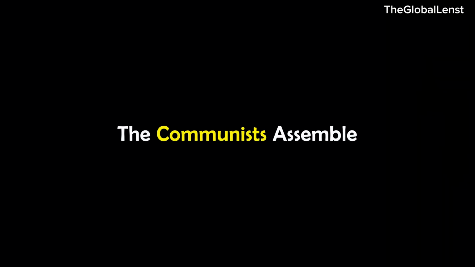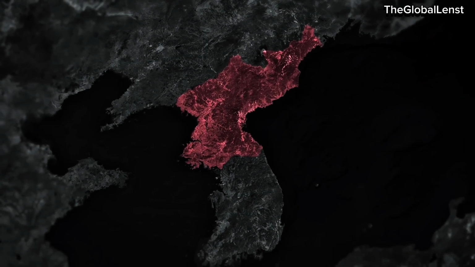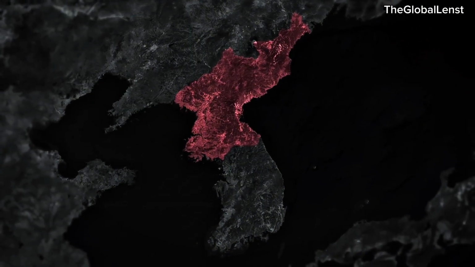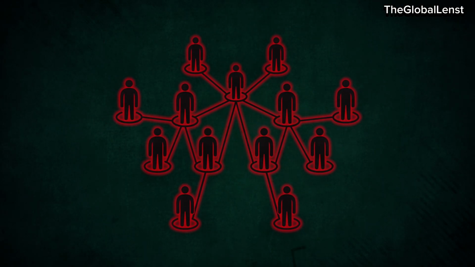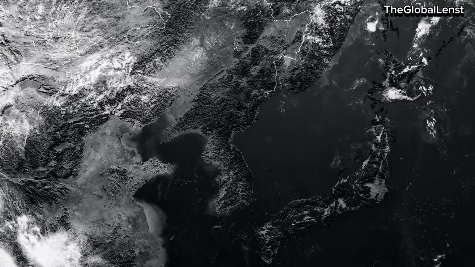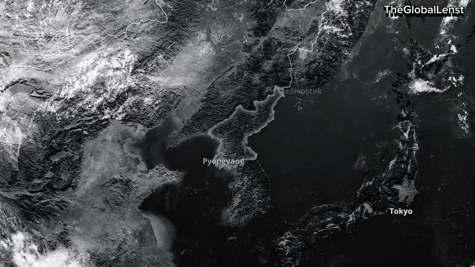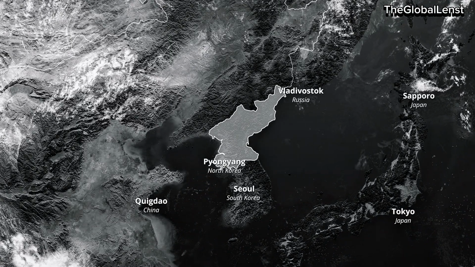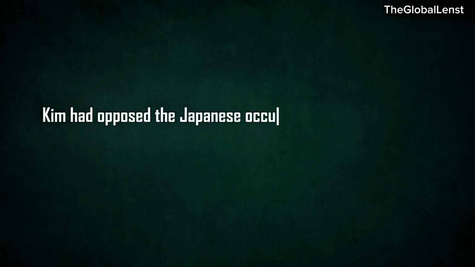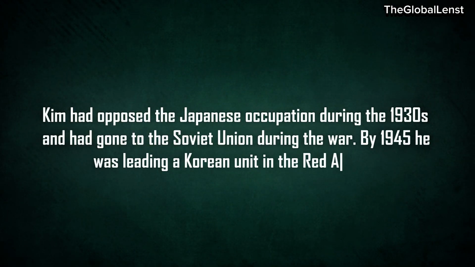The Communists assemble. North of the 38th parallel, under Soviet guidance and supervision, a network of people's committees was formed. In February 1947, these committees met in Pyongyang, the northern capital, and established the People's Assembly of North Korea. Kim Il-sung, another Korean exile, was elected its chairman. Kim had opposed the Japanese occupation during the 1930s and had gone to the Soviet Union during the war. By 1945, he was leading a Korean unit in the Red Army.